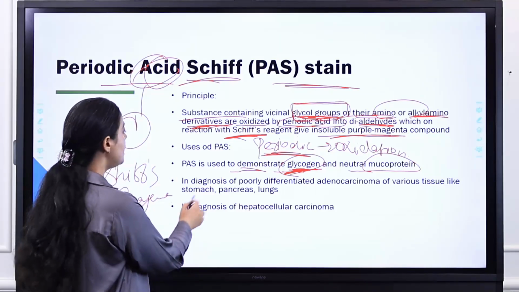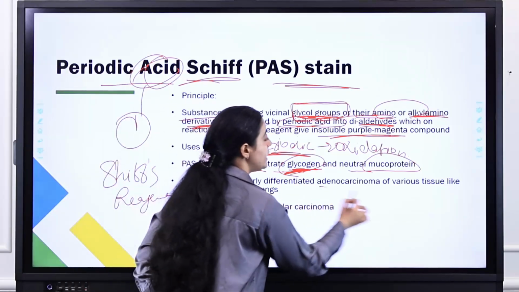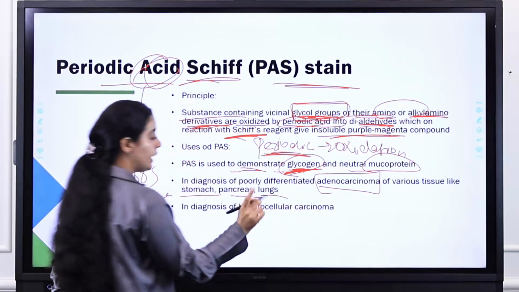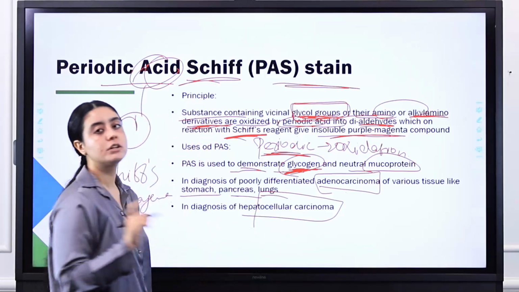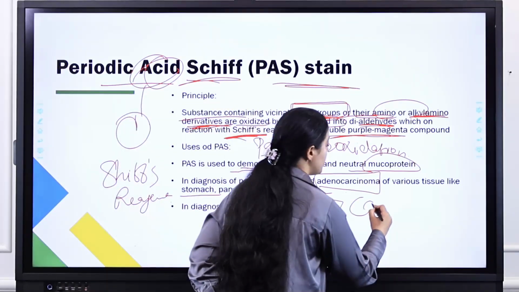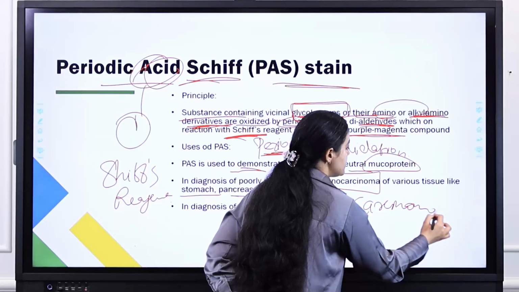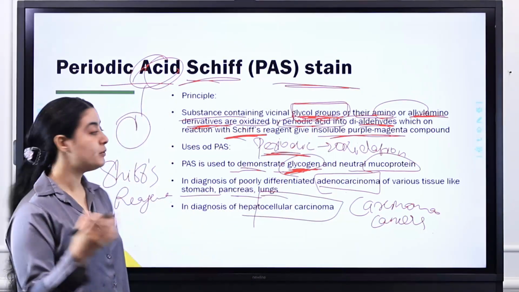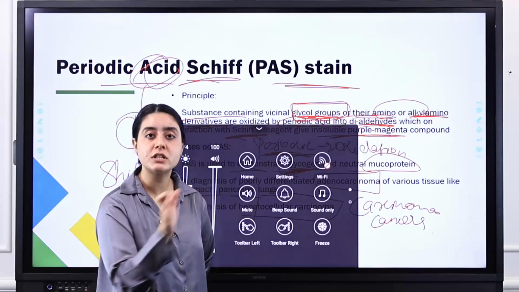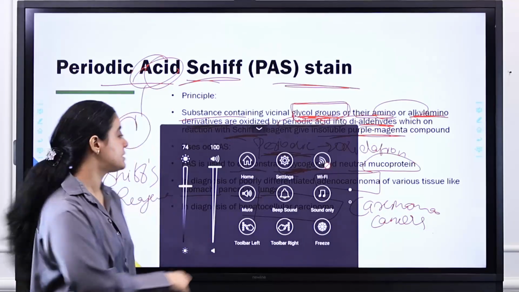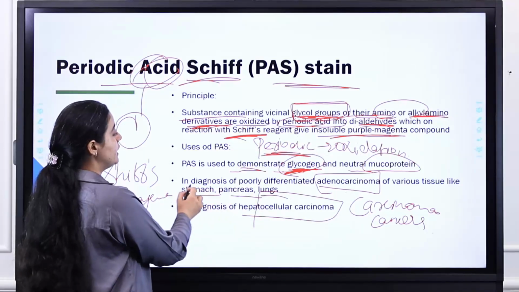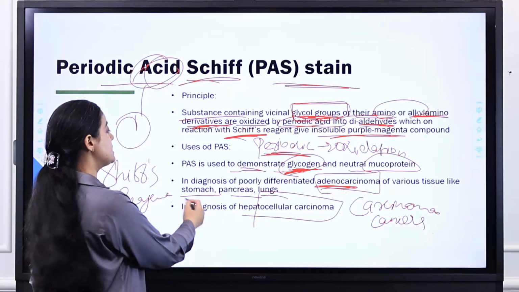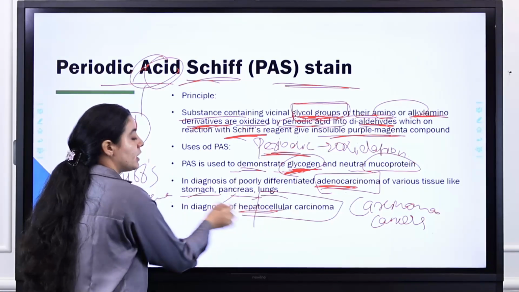It is used in the diagnosis of poorly differentiated adenocarcinoma in various tissues like stomach, pancreas, lungs, and also hepatocellular carcinoma. So it is also used for the diagnosis of carcinoma conditions or cancers which are poorly differentiated, when we have difficulty differentiating between carcinomas. So we can use the PAS stain, as it is written here, in the diagnosis of poorly differentiated adenocarcinomas, and also for various organs like stomach, pancreas, lungs, and hepatocellular carcinomas also.